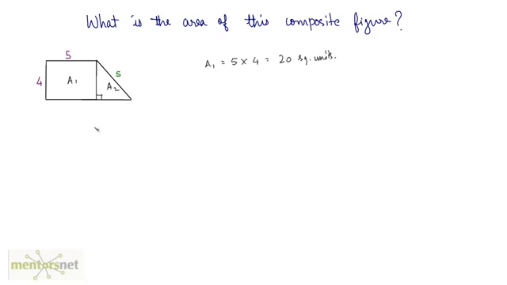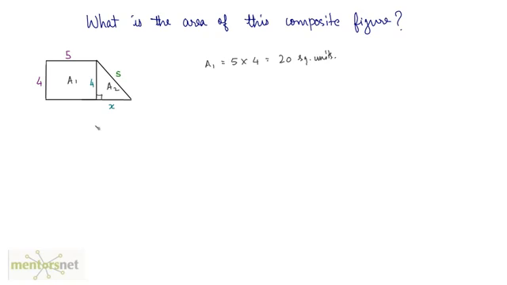Now we need to calculate the area of a triangle. The area of a triangle is equal to half into base into height. Now we have this as a right angled triangle, so the perpendicular side will be the height of this triangle, right? And that is 4. Now we need the length of the base first before we calculate the area. Being a right angled triangle, we can apply Pythagoras theorem.